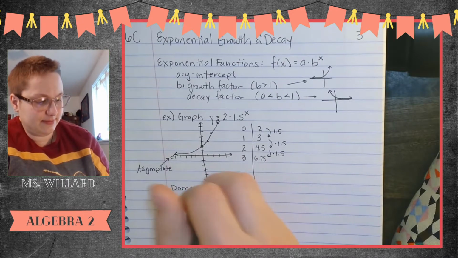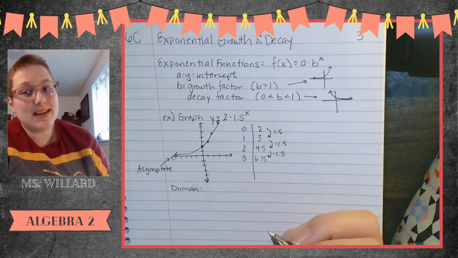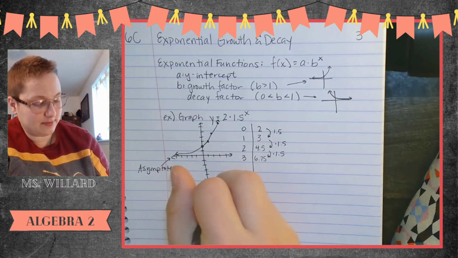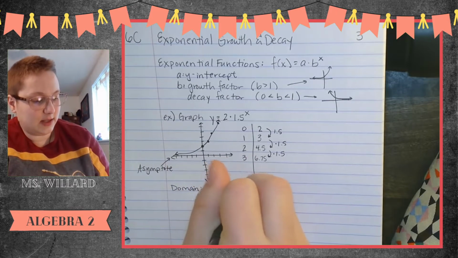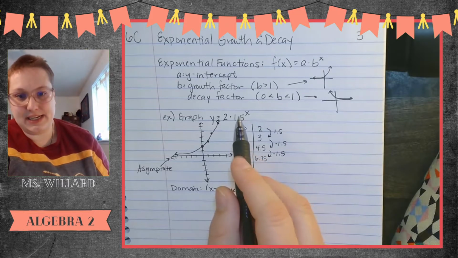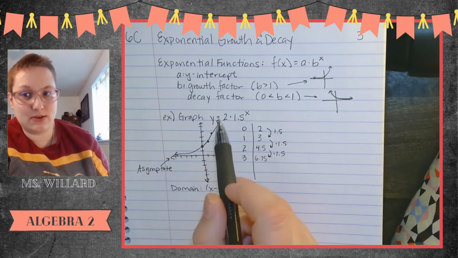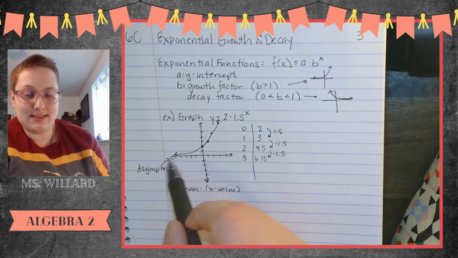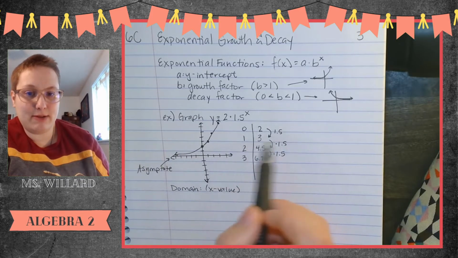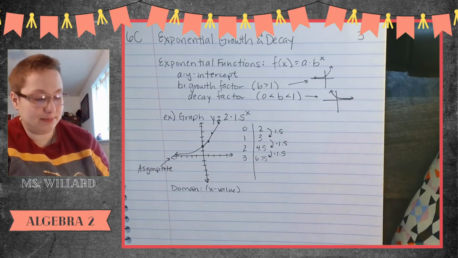Domain is the x values. All right, I can plug in any x into here, right? I can plug in positive x's, it'll go up. I can plug in negative x's, it'll come down. But either way, no matter if I even plug in a million, I'll still get a number out.